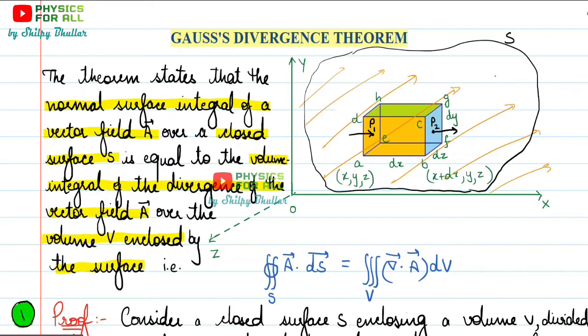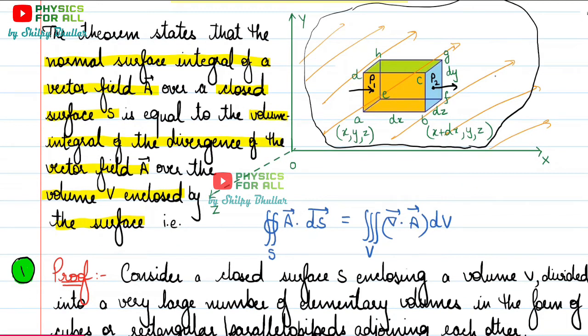And then we have divided that volume. As you can see, I have written in the proof that consider a closed surface S enclosing a volume V. Obviously, this surface is enclosing some volume, but that volume has been divided into a very large number of elementary volumes. That means a very large number of small volumes in the form of cubes or rectangular parallelepipeds adjoining each other. So either we can draw cubes here, or we can draw rectangular parallelepipeds, which are basically cuboids. So here you can see that we have drawn cuboids.